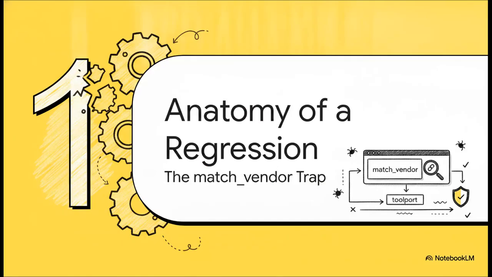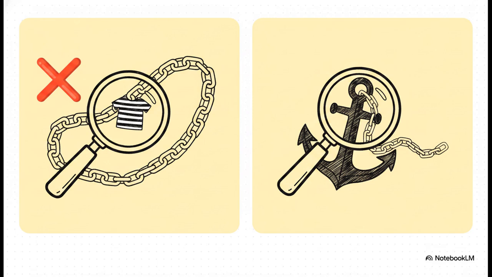Section 1, Anatomy of a Regression, the match_vendor trap. To really understand how this plays out in the real world, let's look at a concrete example from our source material. There was this bug in a tool called Toolport involving a function named match_vendor, and it brilliantly illustrates this exact trap. The old flawed logic was checking if a vendor's keyword appeared literally anywhere inside a full URL string.